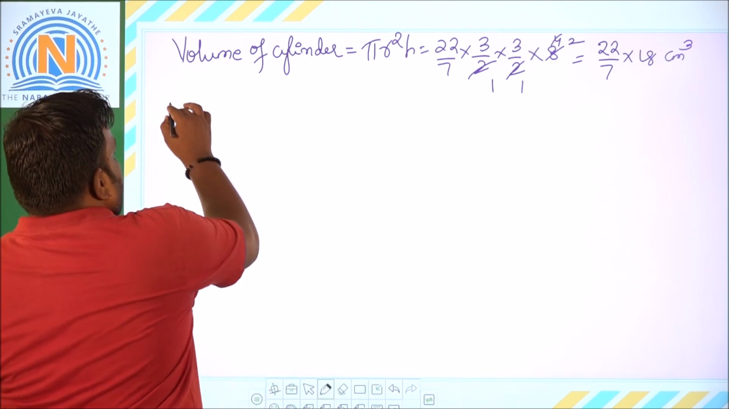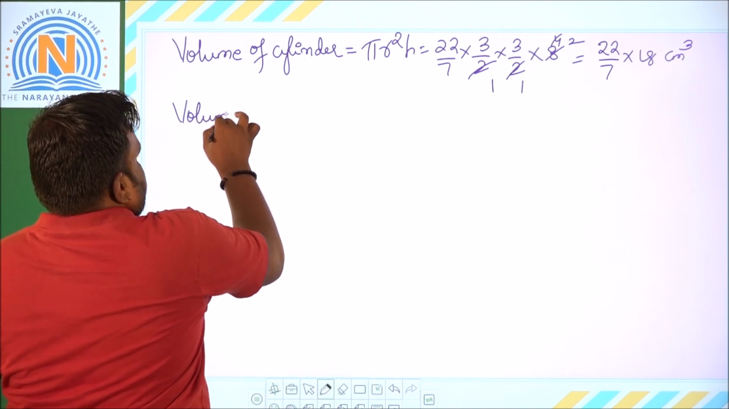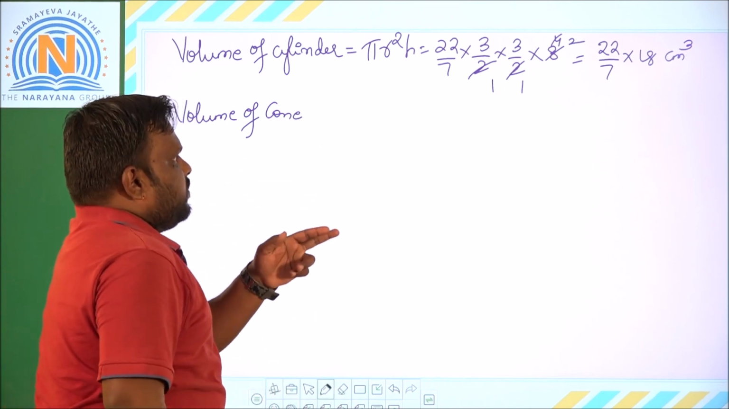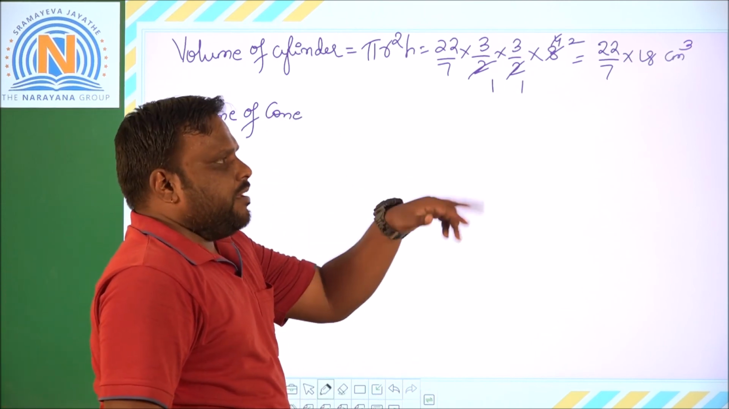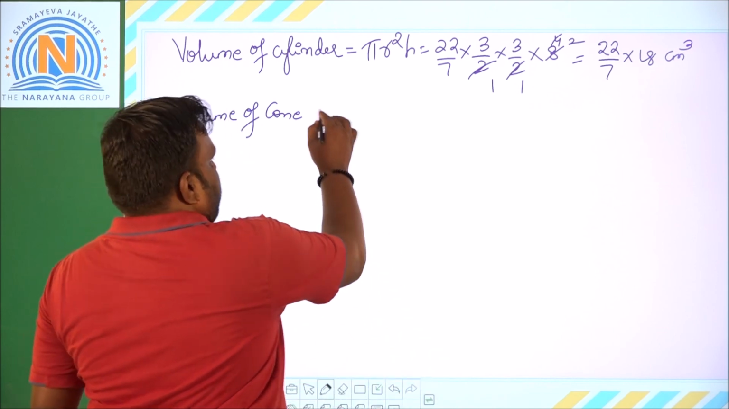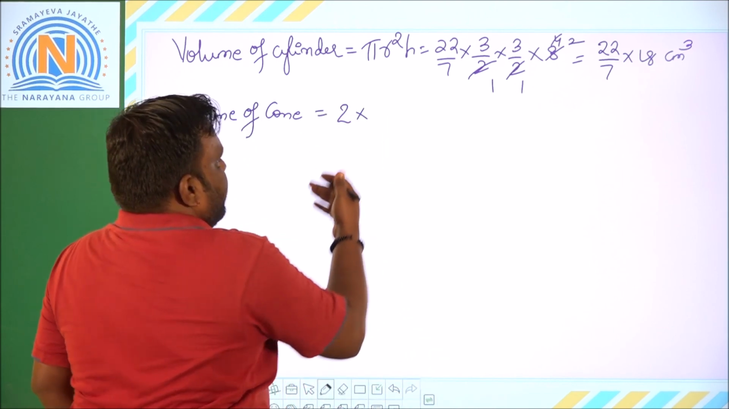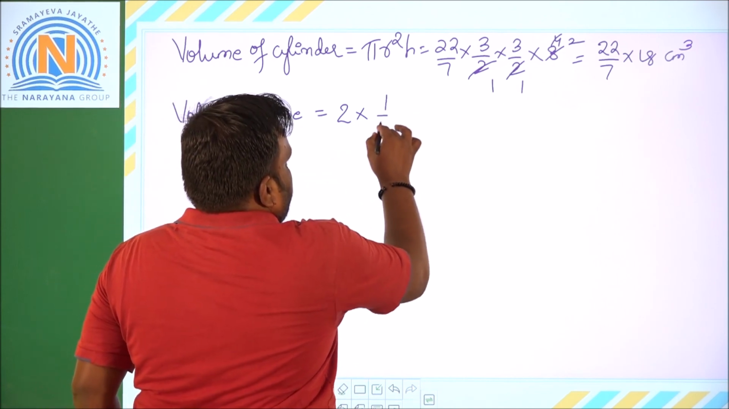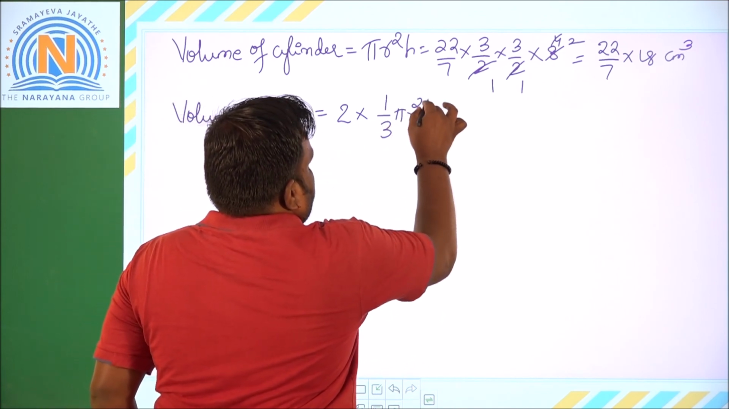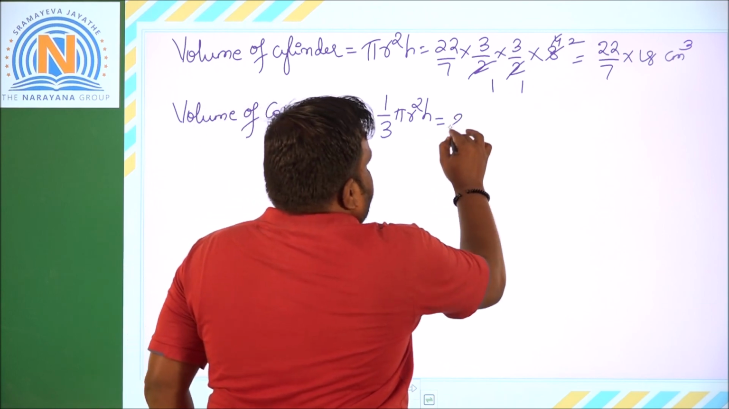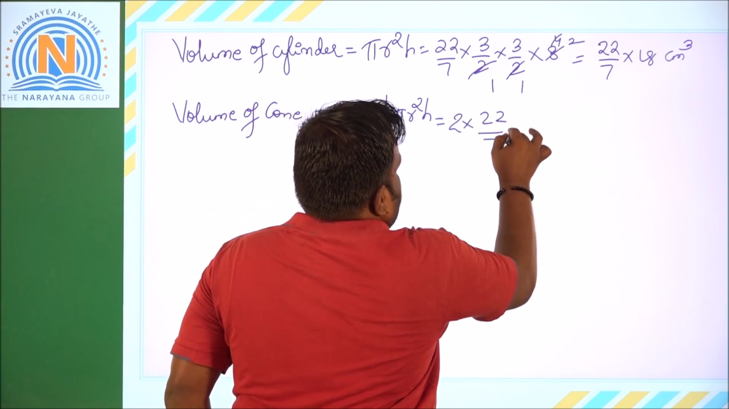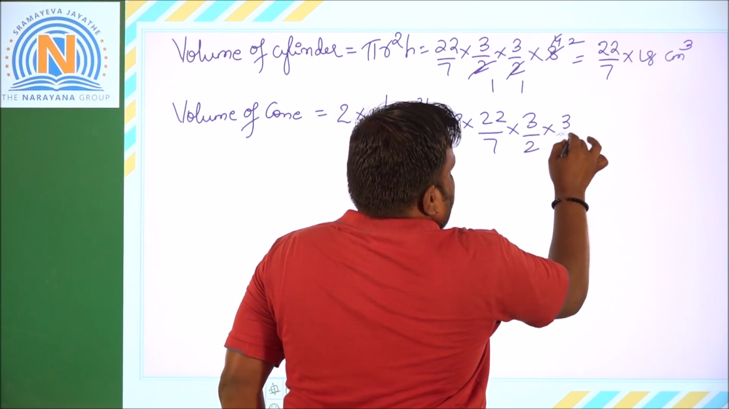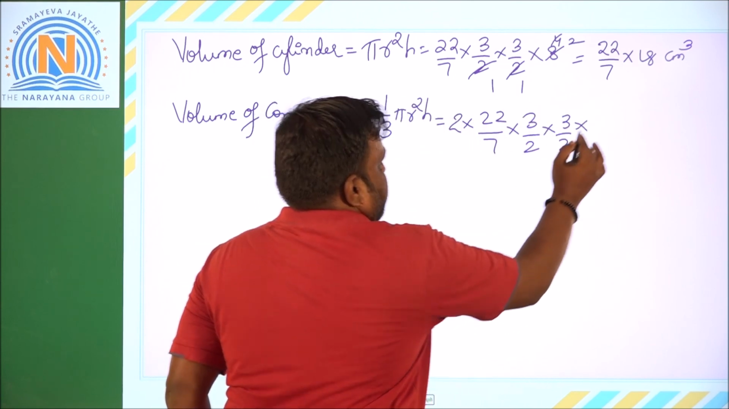Next, volume of cone. Cone, we will find out, see we are having two cones, that means we will take the volume of one cone, that will multiply with 2. Okay, so volume of cone is equal to 2 into, why I am taking 2 into is because we are having two parts. So volume of cone is equal to 2 into 1 by 3 pi r square h, that is 2 into 22 by 7 into r is 3 by 2 into 3 by 2. Now this is height of the cone, so it is 2.